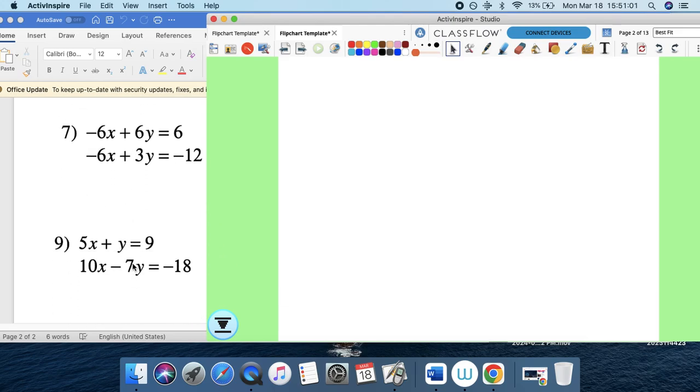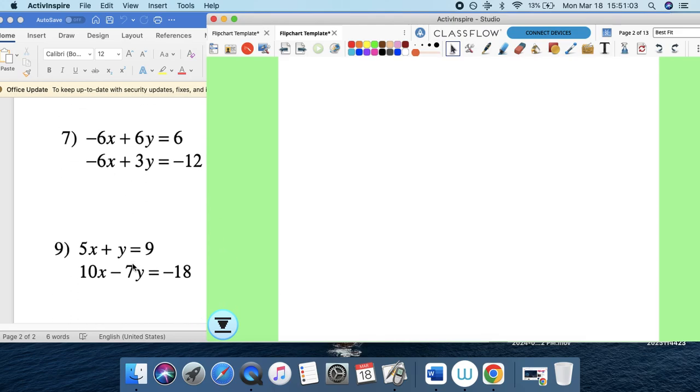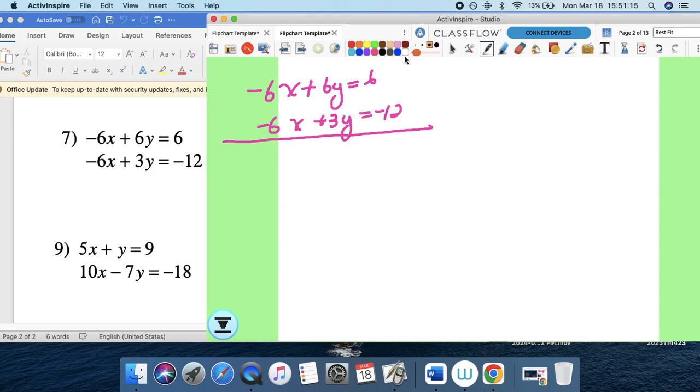We're going to do the same 3 problems, 7, 9, and 2. Let's do 7. 7 says negative 6x plus 6y equals 6. Negative 6x plus 3y equals negative 12. Now, notice that in this particular problem, I already have my x variable with the same coefficient.